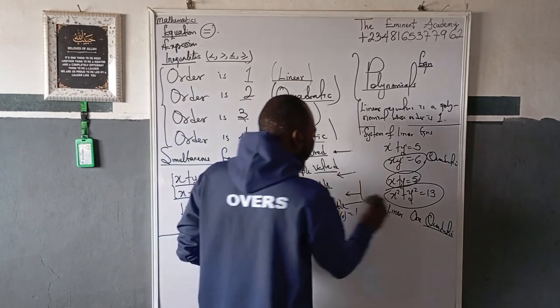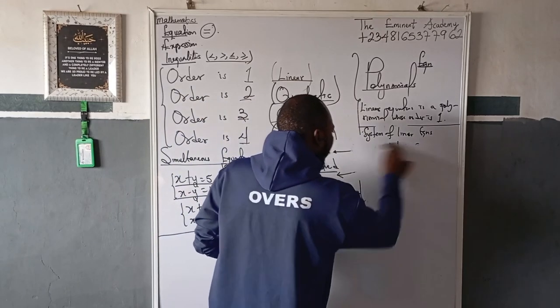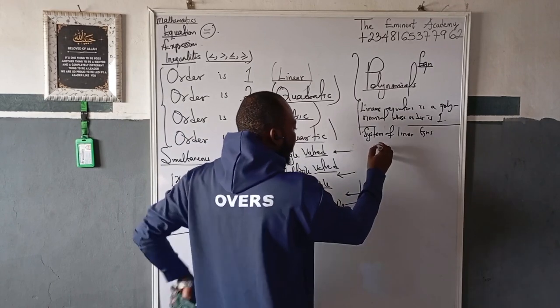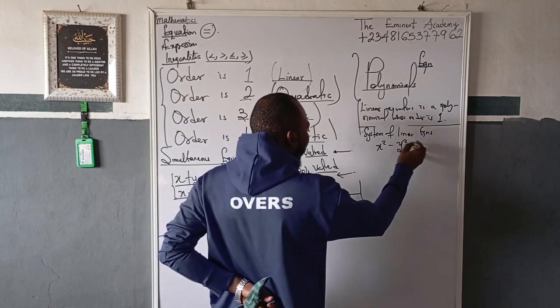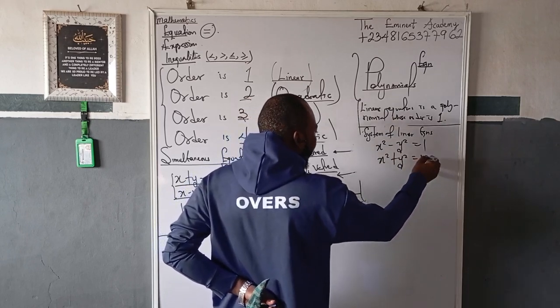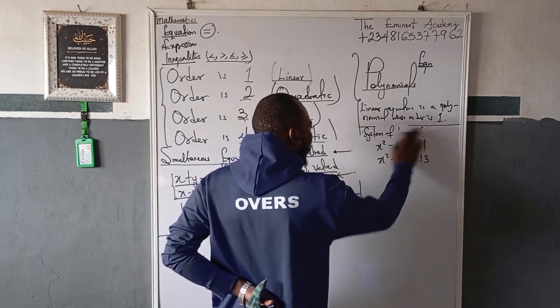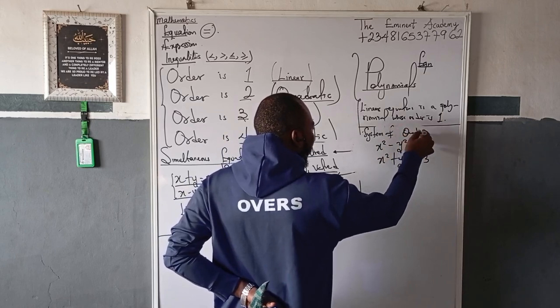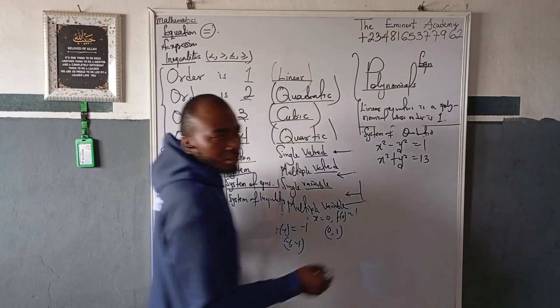But if both are quadratic, we have x squared minus y squared is 1, and we have x squared plus y squared is 13. Then we can now call this a system of quadratic equations.